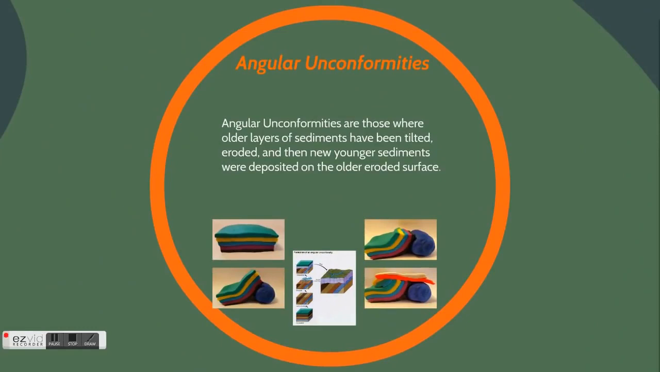Angular unconformities. Angular unconformities are those where older layers of sediments have been tilted, eroded, and then new, younger sediments were deposited on the older, eroded surface.